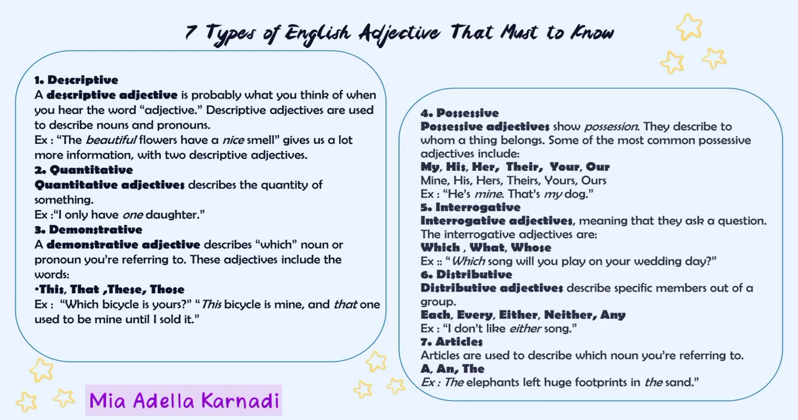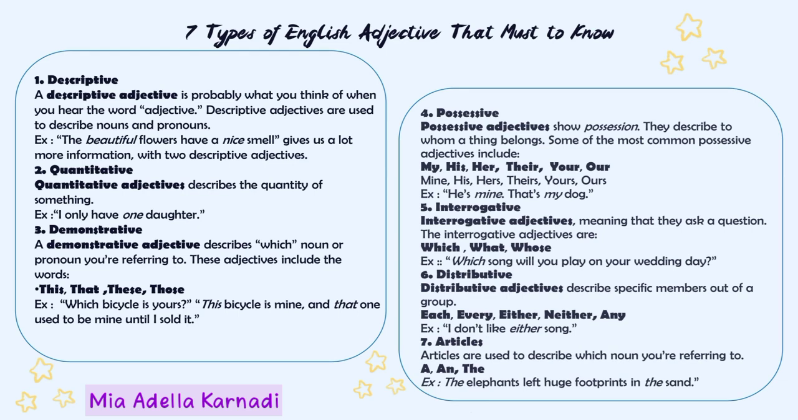Second, quantitative. Quantitative adjectives describe the quantity of something. Third, demonstrative. A demonstrative adjective describes which noun or pronoun you are referring to. These adjectives include the words this, that, these, those. Fourth, possessive. Possessive adjectives show possession. They describe to whom a thing belongs. Some of the most common possessive adjectives include my, his, her, their, your, our.